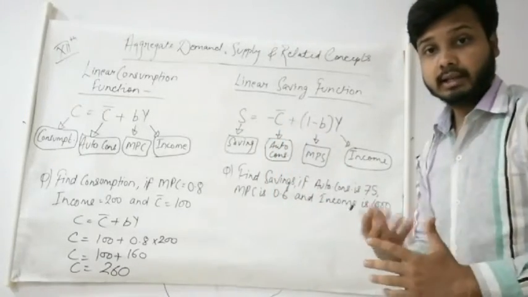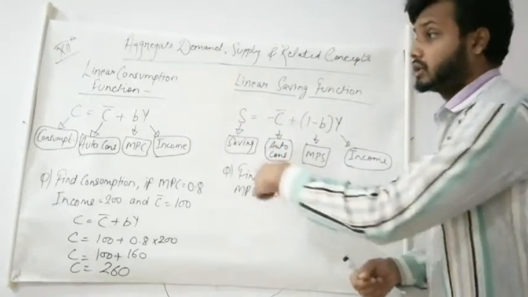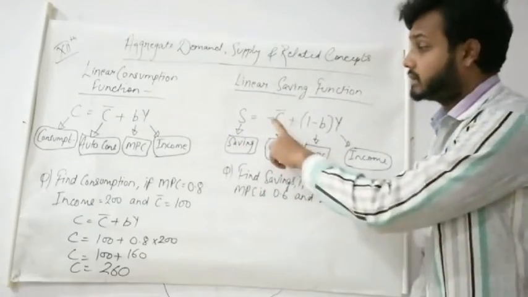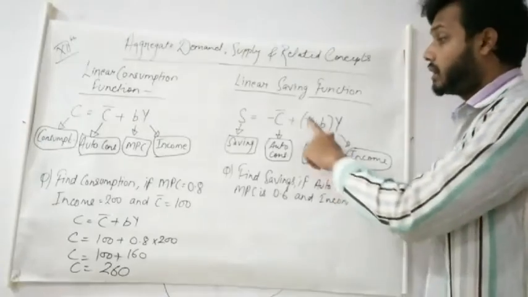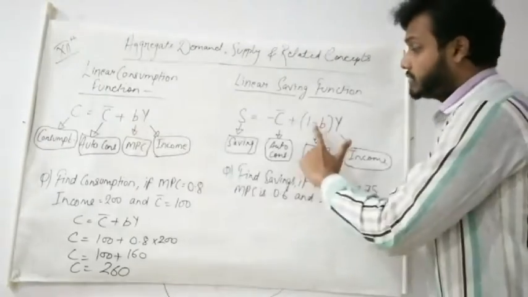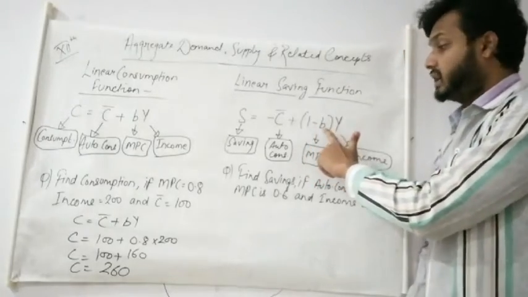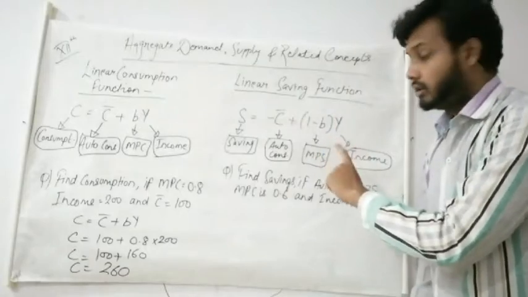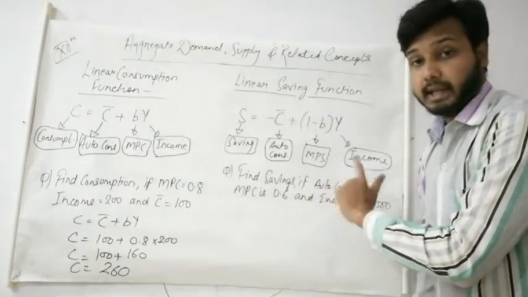It means it is showing dissaving. So there we will have autonomous consumption, here we will have dissaving. That's why it is minus C̄. Plus (1 minus b). Here it was b, here it is 1 minus b. So we know that b is MPC. 1 minus b will be equal to MPS.